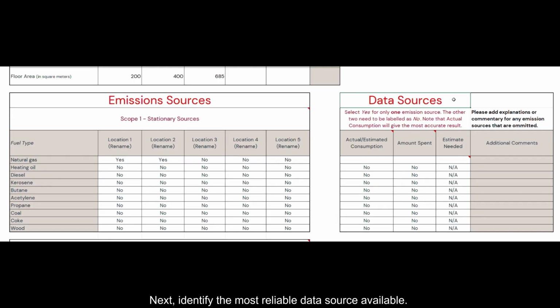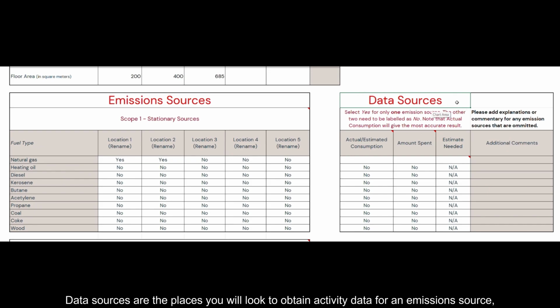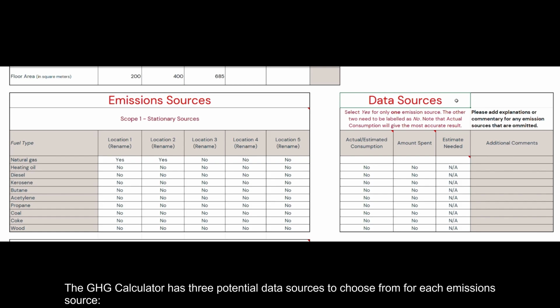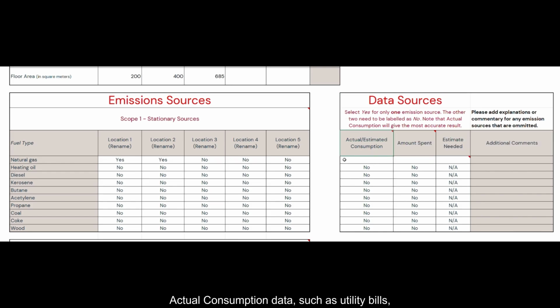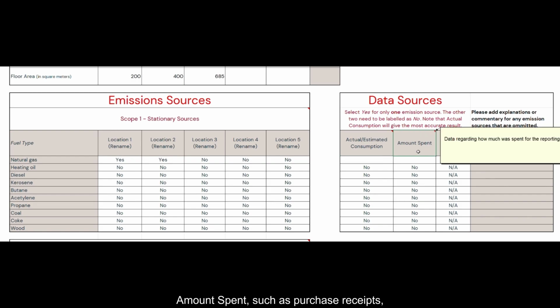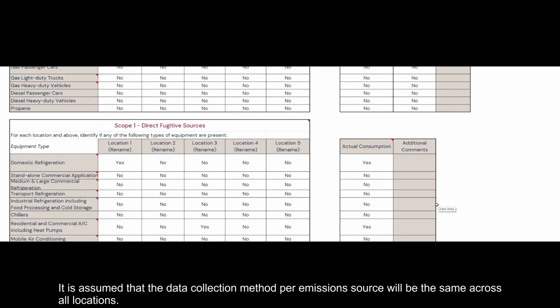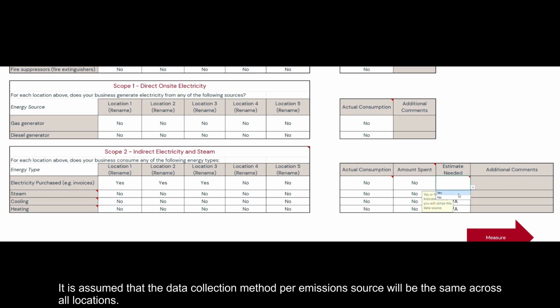Next, identify the most reliable data source available. Data sources are the places you will look to obtain activity data for an emissions source, such as a utility bill or receipts from purchases. The GHG calculator has 3 potential data sources to choose from for each emission source: actual consumption data, such as utility bills, amount spent, such as purchase receipts, or estimate needed if required. Only one option may be selected as yes. It is assumed that the data collection method per emission source will be the same across all locations.